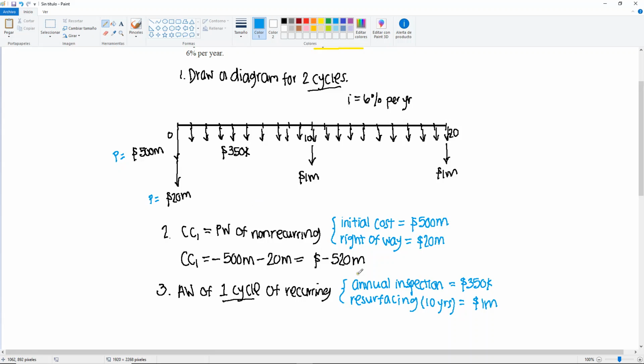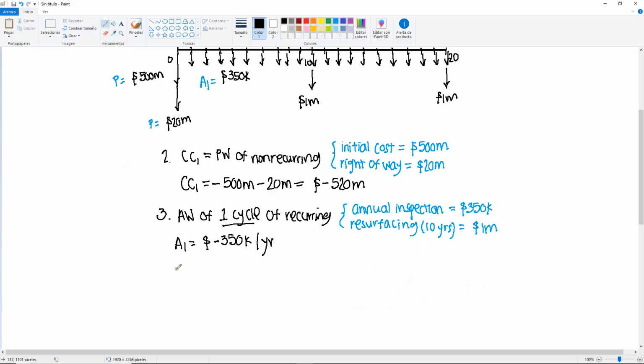Let's look at the first one, the annual inspection. We're gonna call this A1. That one is super easy because it's already in A. So remember, we're trying to find the annual worth. A1 will be minus, and it's going down, so make sure that you put the right sign, minus $350,000 per year. It has to be annual worth. So A1, it's already occurring every year, so that's perfect. We leave it as is.